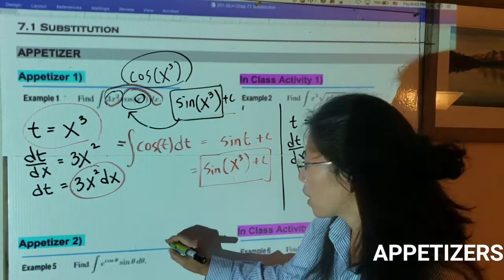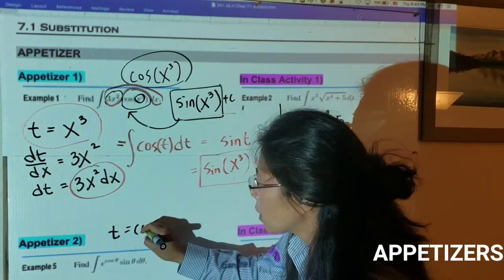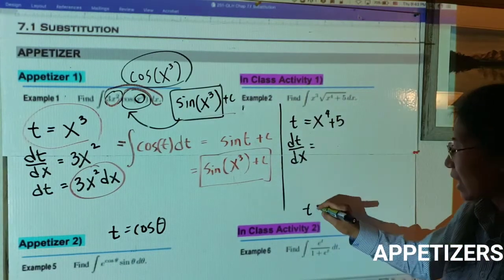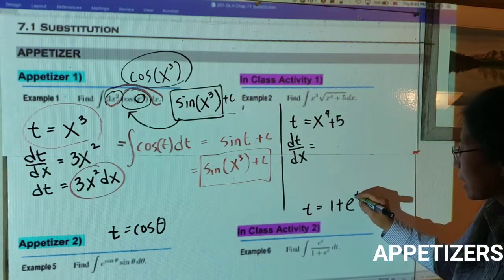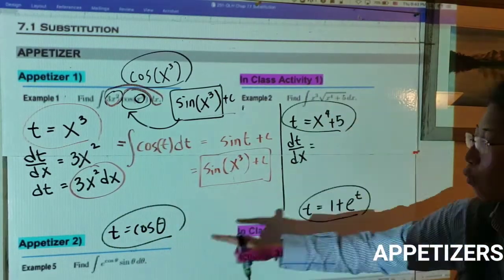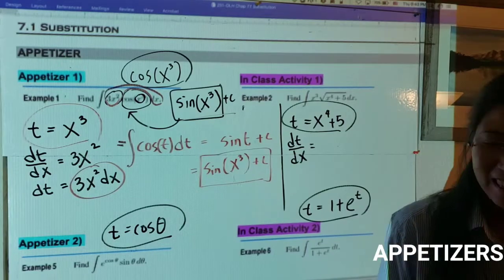Next one, what do you think has to be substituted? t has to be cosine theta. And then the last one is a little bit tricky. t has to be 1 plus e to the t. So I want you to try this one as a substitution, and then try 1, 2, 3, okay?